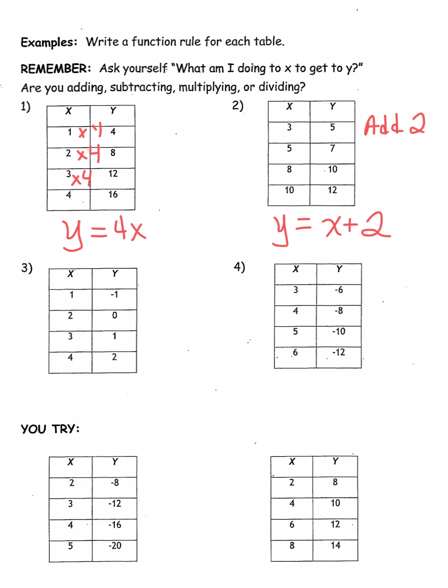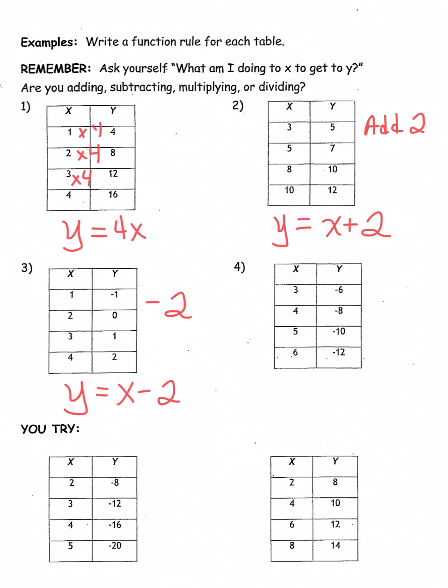Let's look at the next one. 1 to negative 1. 2 to 0. 3 to 1. 4 to 2. Okay, so in all of these, if I take my x value and I subtract 2, so that's what it seems like I'm doing, I'm subtracting 2, I will get my y value. So I'm thinking y equals x minus 2.